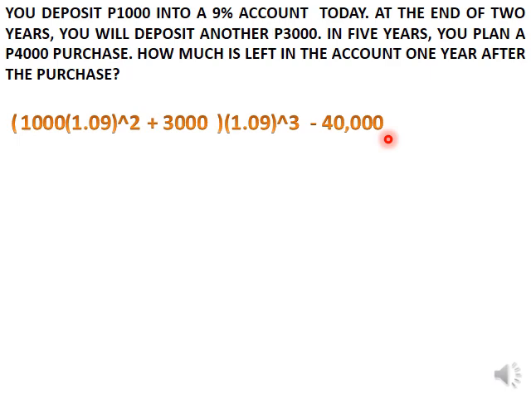Now, since there is still some amount of money in the bank after withdrawing 4,000 pesos, then at the end of another year, this entire amount will earn another 9%, which is 1,550. Correction, this is 4,000 pesos.